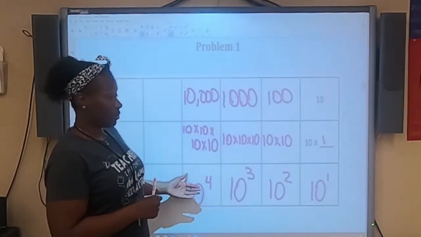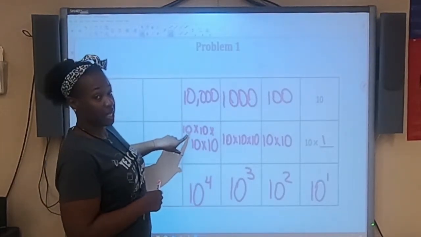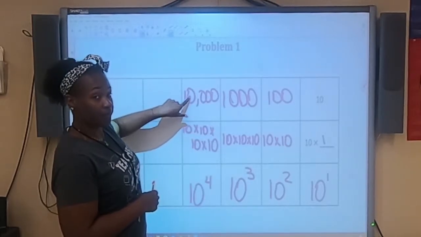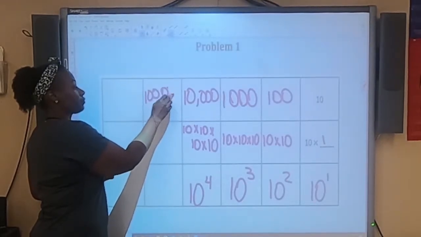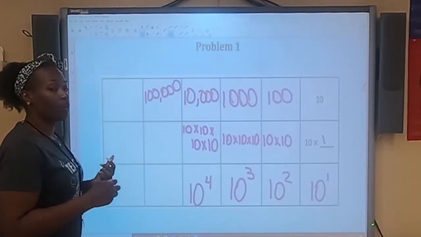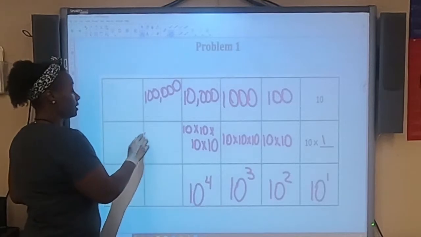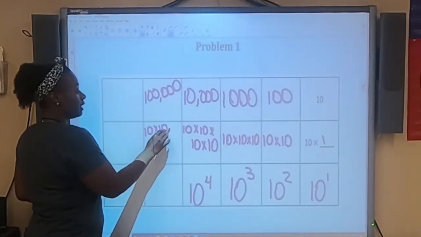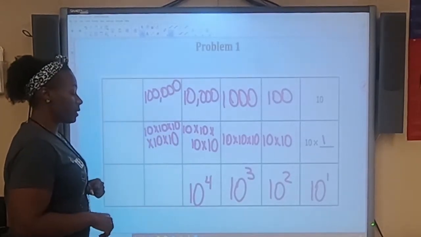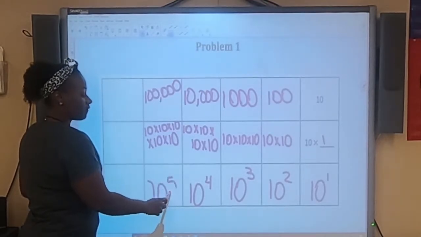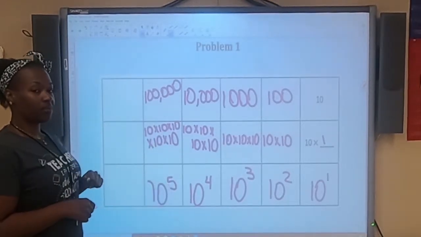So, to figure out my exponent, all I have to do is count my zeros or my tens. Each zero represents a 10. Each 10 represents a zero. Okay? So let's say we have 100,000. Well, we know now that we see 5 zeros, which means I also need 5 tens. So 10 times 10 times 10 times 10 times 10, which also means my exponent has to be 5. 5 zeros, 5 tens, exponent of 5.